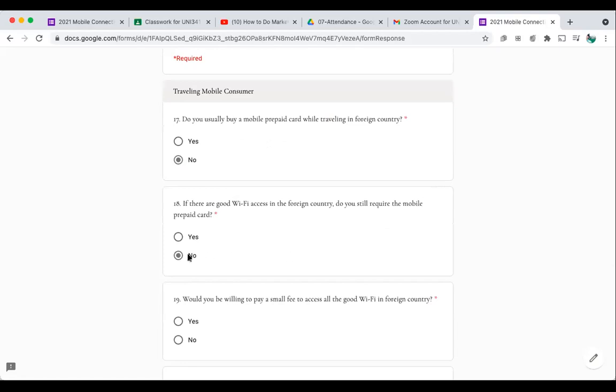If there are good Wi-Fi access in foreign country, do you require your mobile prepaid cards? No, because we know that roaming is very expensive. Yeah, roaming is very expensive. I remember I was roaming in Singapore. It cost me 38 ringgit for 500 meg of data per day. It cost me 38 ringgit daily, on a daily basis.